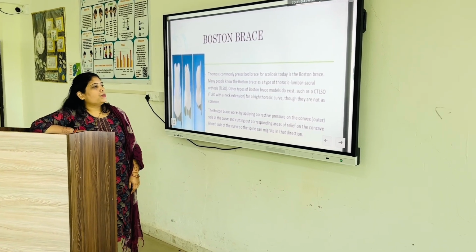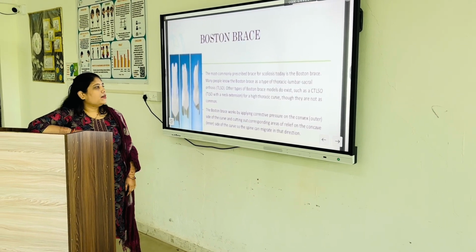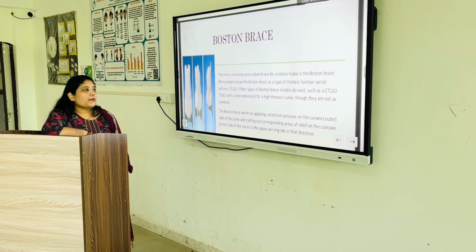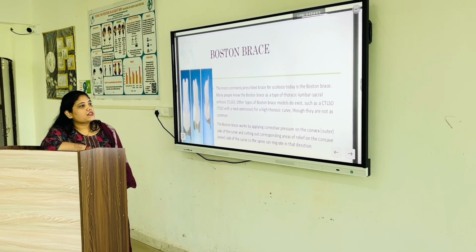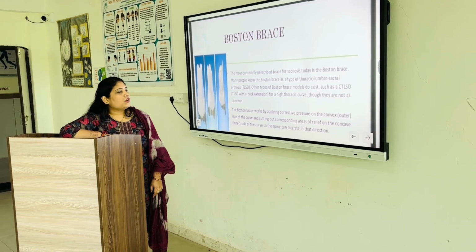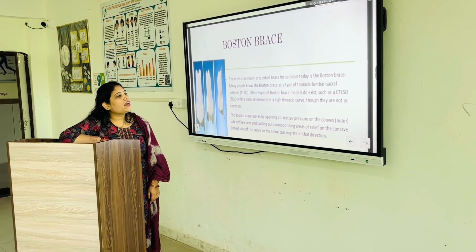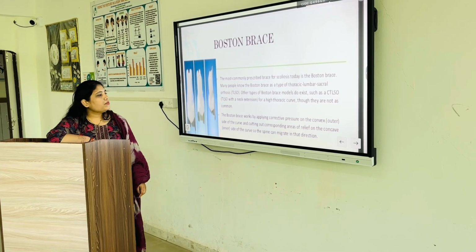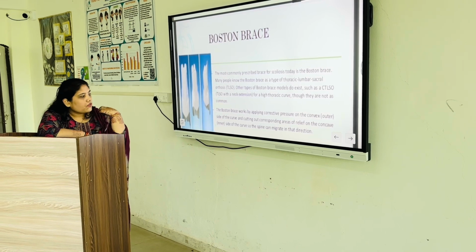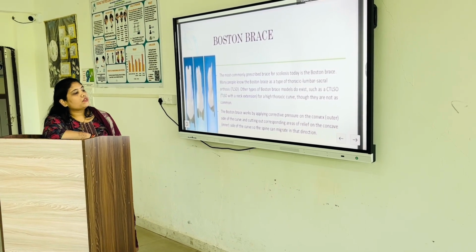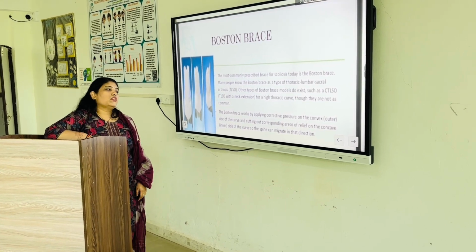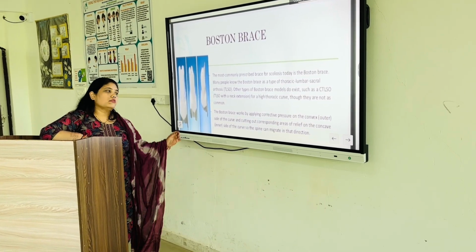Many people know the Boston brace is a type of thoracic lumbar sacral orthosis, that is TLSO. Other types of Boston brace models exist, such as CTLSO, a TLSO with a neck extension for a high thoracic curve, though they are not as common. The Boston brace works by applying corrective pressure on the convex side of the curve and cutting out a corresponding area of relief on the concave side of the curve, so the spine can migrate in that direction.